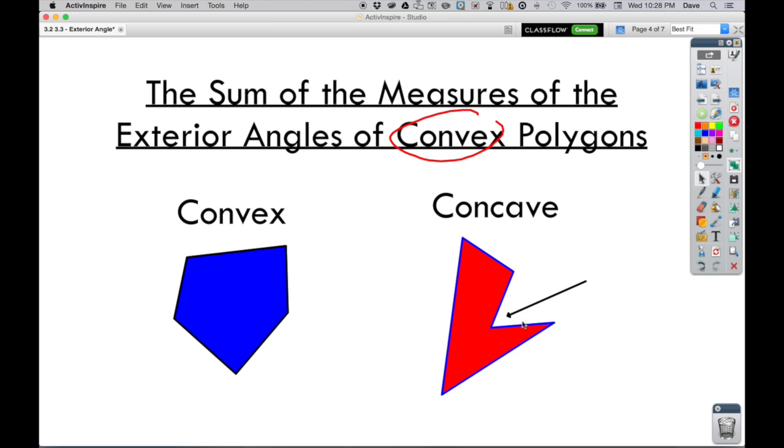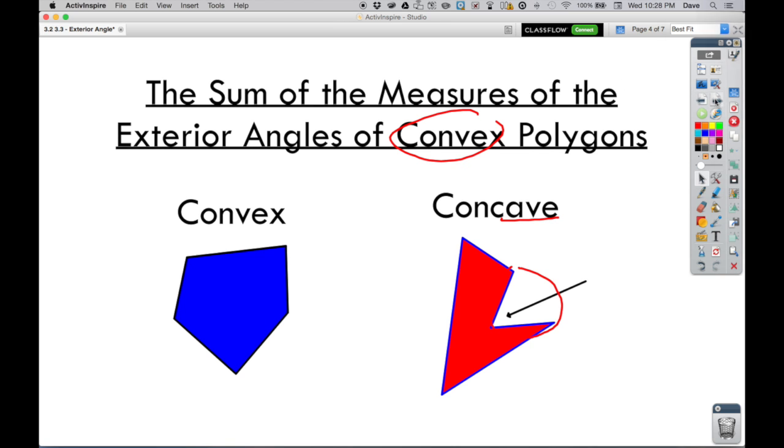Concave means there's one vertex that's been pushed inwards. Like I said in the other video, I think of the word cave because you have this little opening, this little cave that's been pushed into the shape. So this rule that we're talking about only applies to convex polygons.